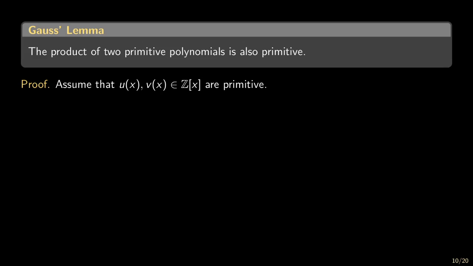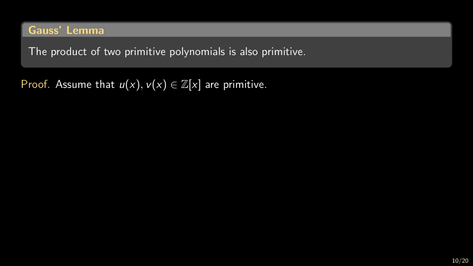So this is the theorem. It's called the Gauss lemma because it is being used in a number of results. In fact, we will be using this lemma or theorem in the next slides. So according to Gauss, the product of two primitive polynomials is also primitive.